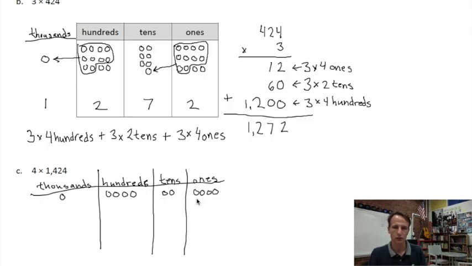Okay. So there's already a row of 4. So 1, 2, 3, 4, and 1, 2, 3, 4, and 1, 2, 3, 4. Okay. And so now the 2 tens 4 times. So 1, 2, and 1, 2, and 1, 2. And in the hundreds, we have 4 hundreds. We're going to multiply by 4. So 1, 2, 3, 4, and 1, 2, 3, 4, and 1, 2, 3, 4.